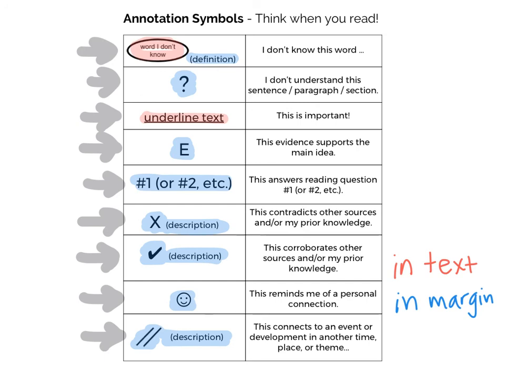So those are the annotation symbols that we'd like you to use. And again, some of these go in the text, some of them go in the margins. Only use them if you really can make a connection, or if you really need to use them. Use them sparingly because the purpose of these symbols is for you to be able to go back into the text after you've read it and easily find the information that you're looking for.